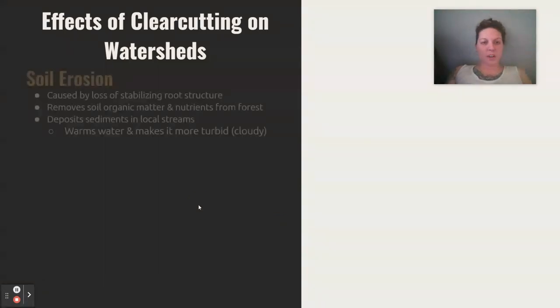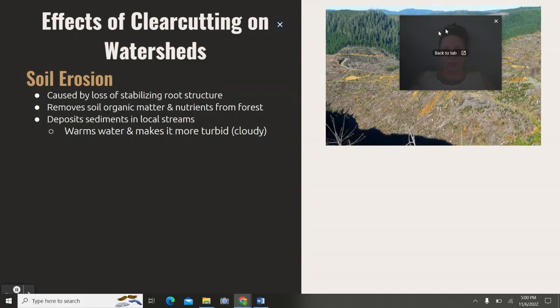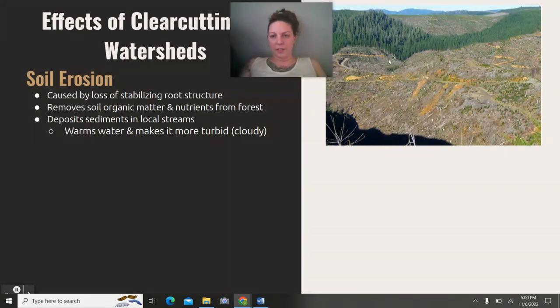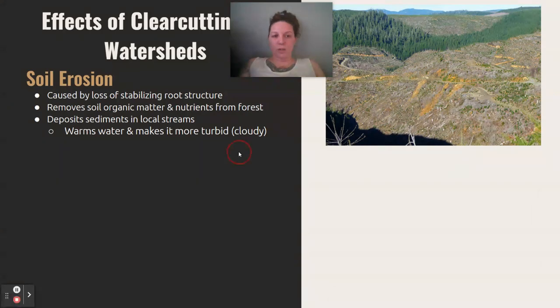So, some effects of clear cutting on watersheds. When we start to clear cut and cut these giant swathes of forest down, we're going to have a very large decrease in the stabilization of the soil, because the roots of those trees are actually holding all the soil together and making it so it's not able to be eroded as easily. So that's going to increase sedimentation. And as that soil erodes, we're going to see organic matter and nutrients getting removed from the forest, and those sediments ending up in local streams.